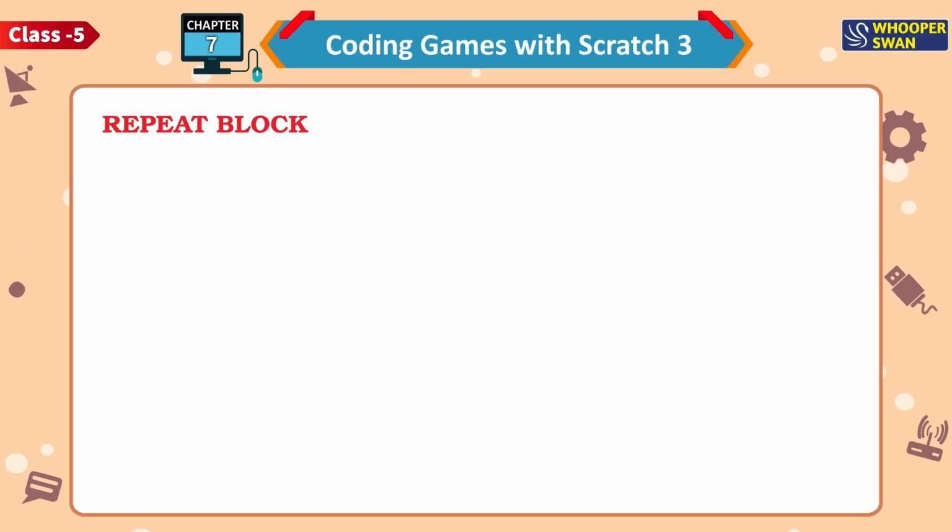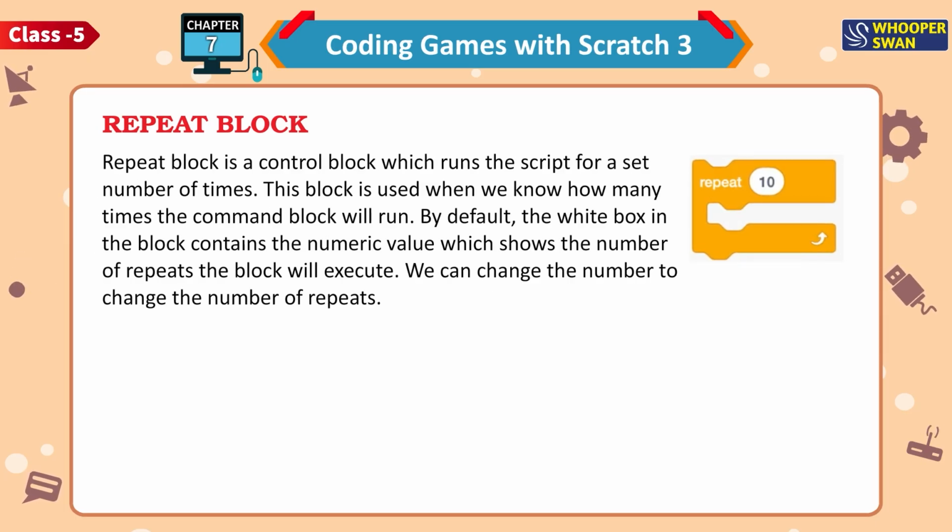Repeat block. Repeat block is a control block which runs the script for a set number of times. This block is used when we know how many times the command block will run. By default, the white box in the block contains the numeric value which shows the number of repeats the block will execute. We can change the number to change the number of repeats.